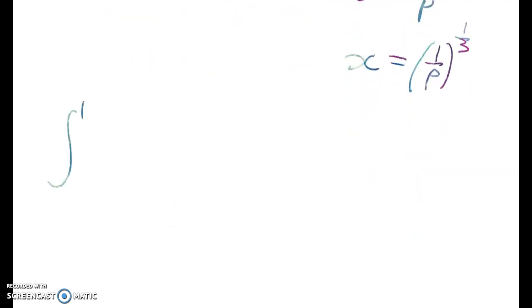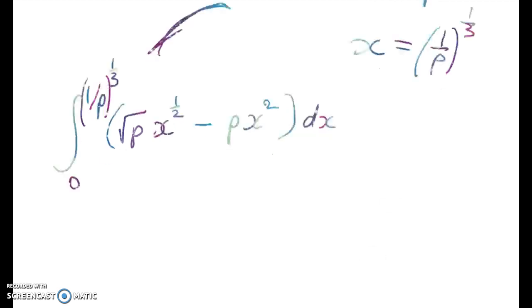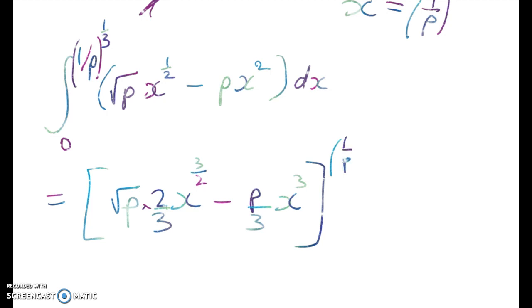So the integral will be from 1 over p to the 1/3 down to 0. What's next? The top function is root p x to the power of 1/2. Okay, that's the one that goes like that, minus the parabola, the up the usual way parabola, px squared dx. What does that give me? Well, I get root p, it's my constant, x to the power of 3 over 2 times 2/3 minus p over 3 x cubed. All I'm doing there is applying the power rule, and the next thing to do is to substitute in my limits.